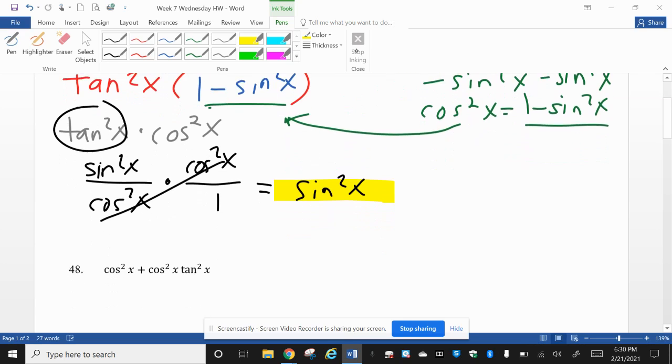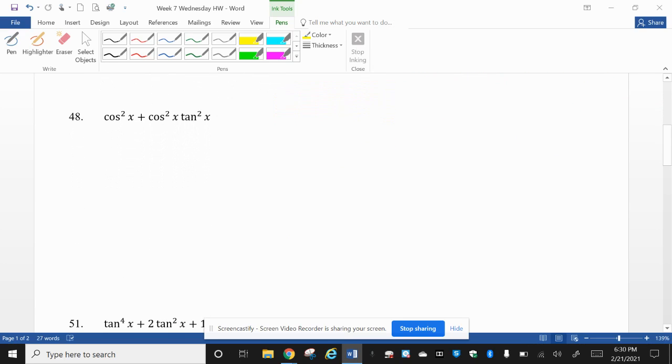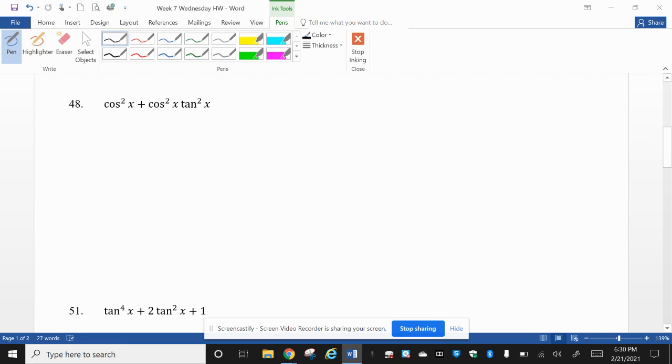Okay, let's move on to example 48. We have cosine squared of x plus cosine squared of x times the quantity tangent squared of x. Very similar to the one we just did. We're looking for the greatest common factor that we can factor out from both. In this case, you'll notice that they both share cosine squared of x, so that's what we're going to factor out. If you factor out a cosine squared of x from cosine squared of x, you're going to be left with positive 1. If you factor it out from the second term, you're going to be left with tangent squared x.